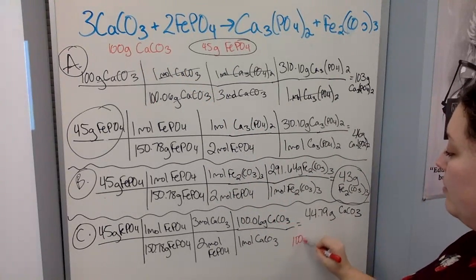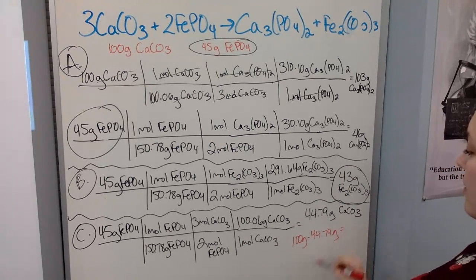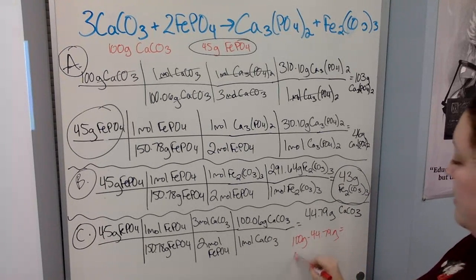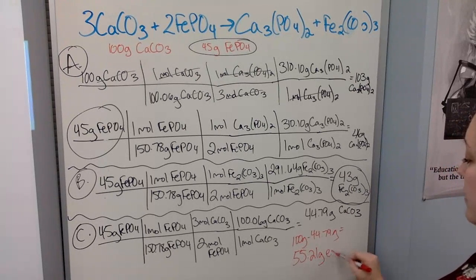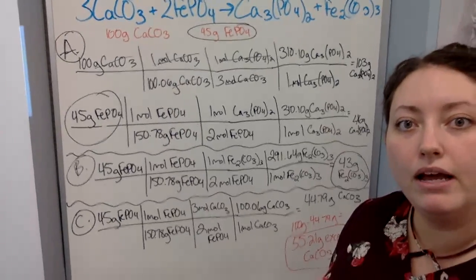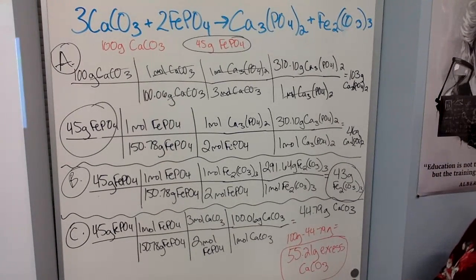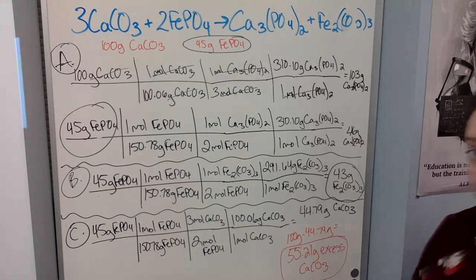So here I'd have 100 grams minus the 44.79 grams. And that's going to give us the 55.21 grams of excess calcium carbonate. I'm kind of running out of room here a little bit, but this is a completed limiting reactants problem.